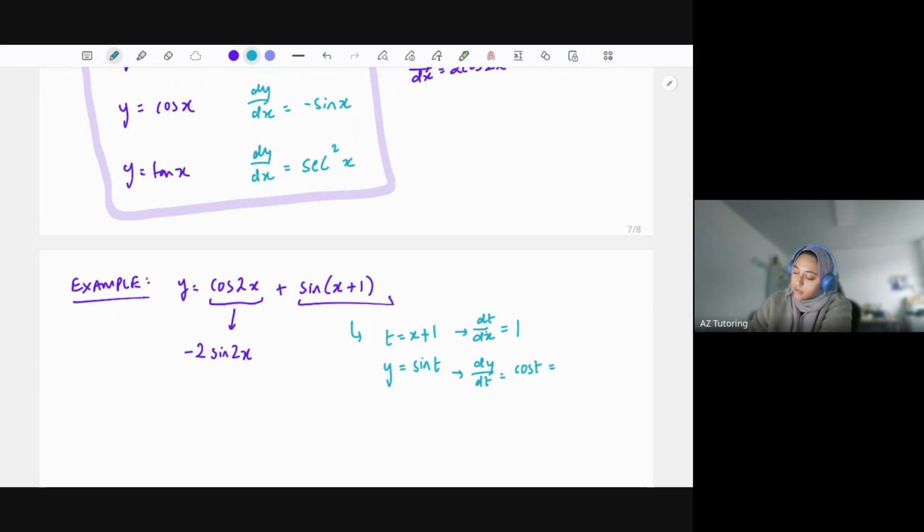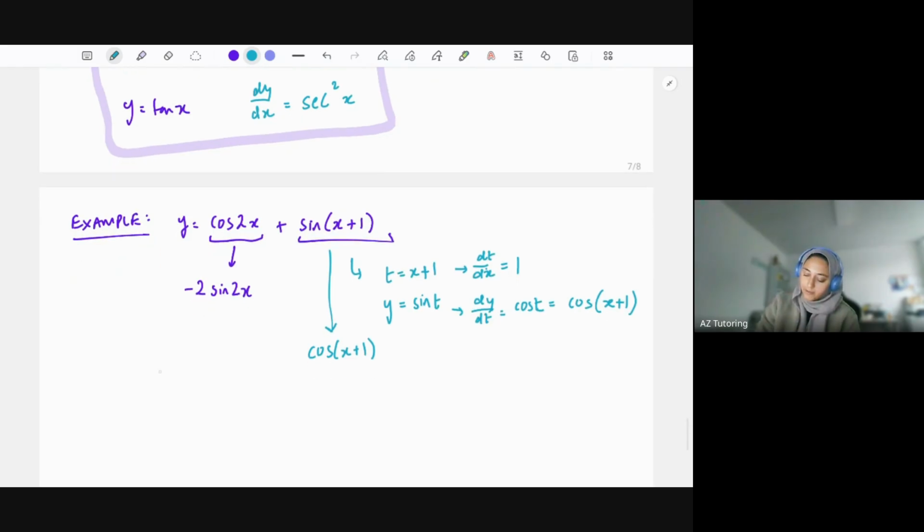And t, which we've just said is x plus 1, so cos of x plus 1. So therefore, the differential of this is just dy over dt times dt over dx. And so I'm just timesing these two together, and cos x plus 1 times 1 is just cos x plus 1. So overall, the differential of y with respect to x is minus 2 sine 2x plus cos x plus 1.